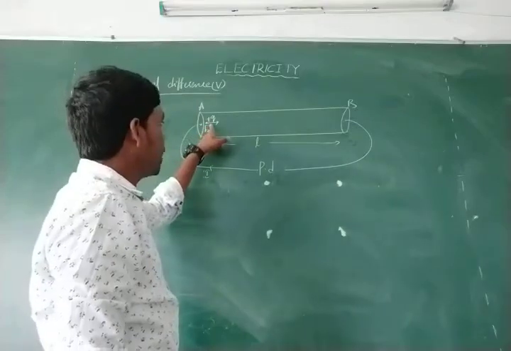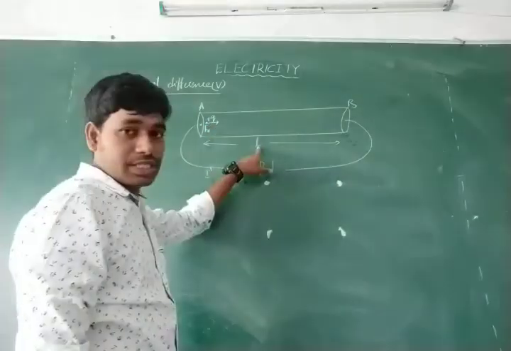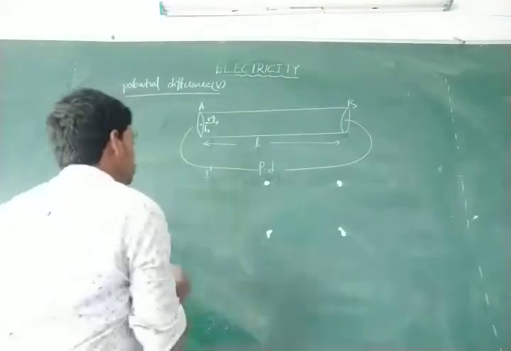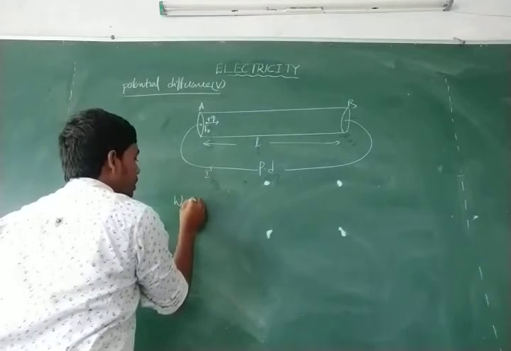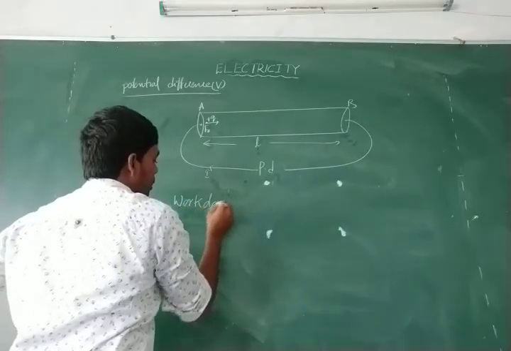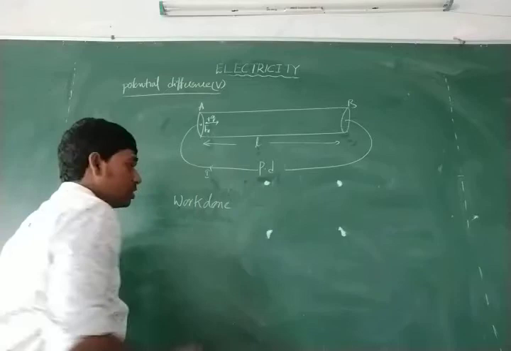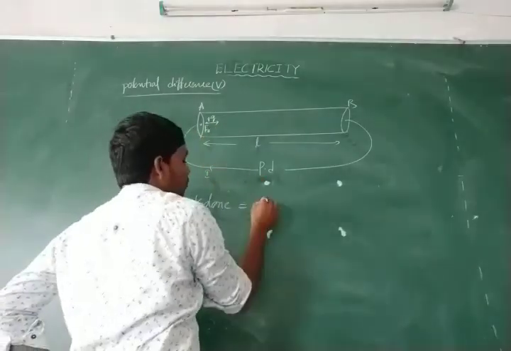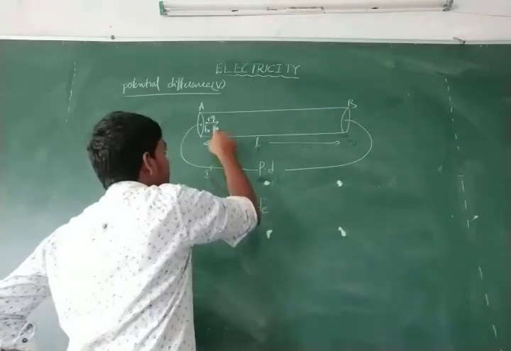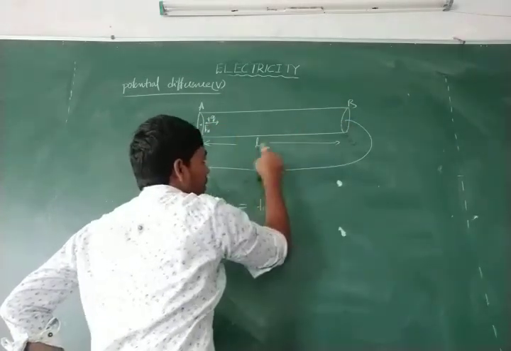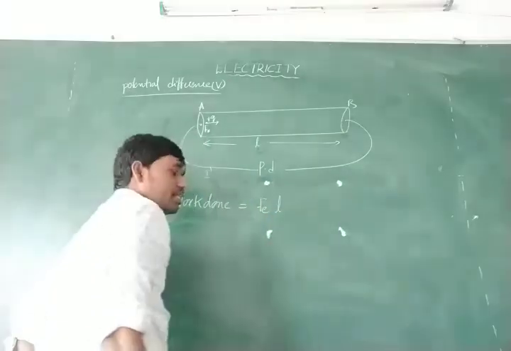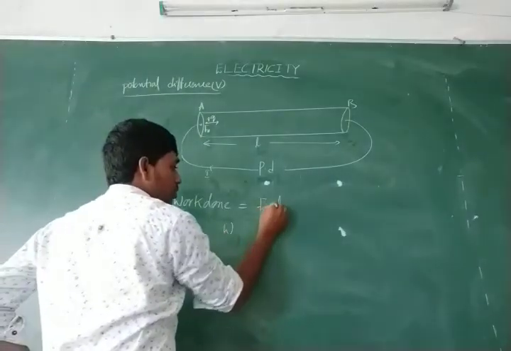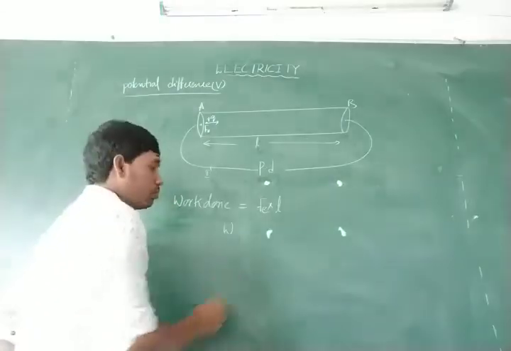Whenever a force acts on a body and moves it through a distance, then according to science, work is done on that body. So here, work is done on the body due to the potential difference. So the work done on this positive charge is nothing but the force Fe acting, and the charge is moving from point A to B through a length L. Then Fe into L, the distance the body is moving. So work done is equal to Fe into L.